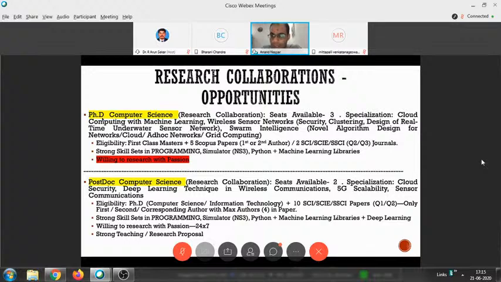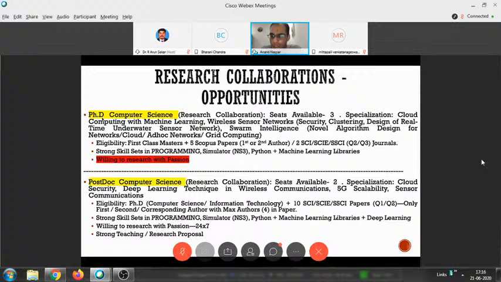If your institute has good MTech or MCA people who are interested in joining for a PhD, I have 3 PhD seats under me with a specialization in cloud computing, wireless sensor networks, machine learning, deep learning, swarm intelligence, and more. The eligibility is that the person should be a first class master's graduate with a minimum of five Scopus papers or at least 2 SCI journals with either quarter 2 or quarter 3. Quarter 1 is preferred, but quarter 2 or quarter 3 is okay.